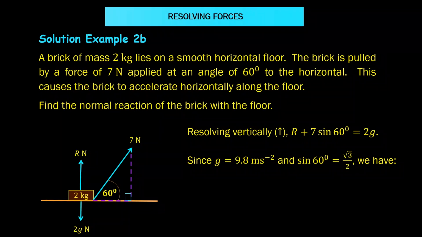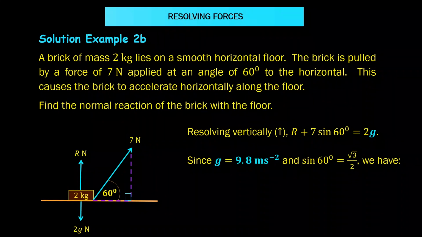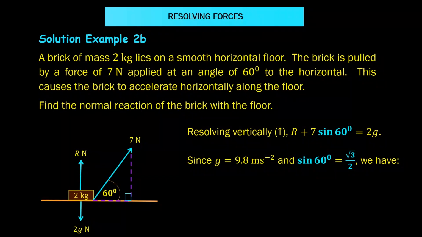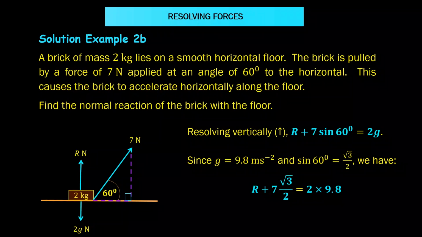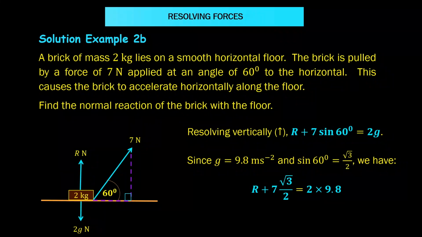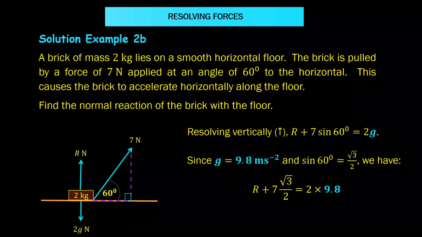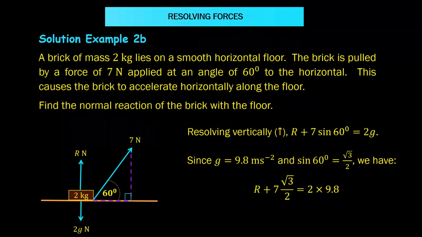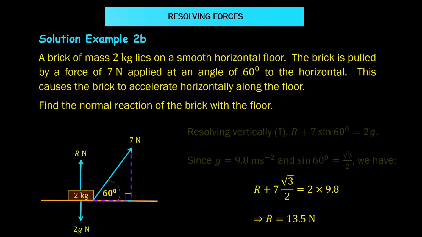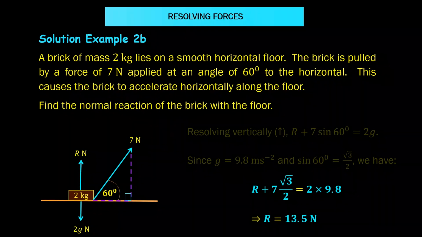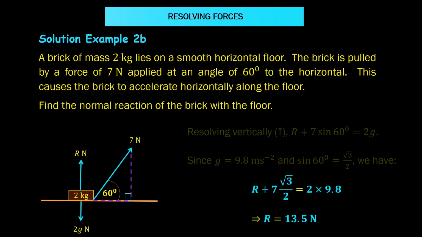So if we substitute now, g equals 9.8 and sine 60 equals root 3 over 2, we have R plus 7 root 3 over 2 equals 2 times 9.8. And solving for R gives us that R equals 13.5 newtons.